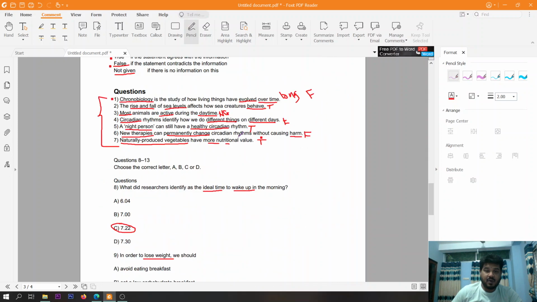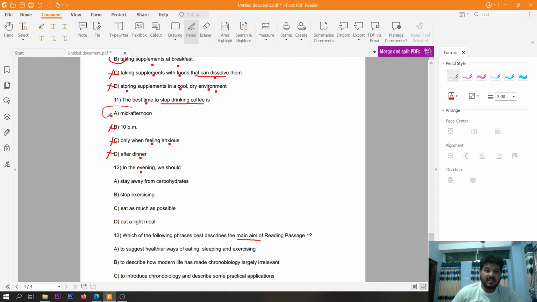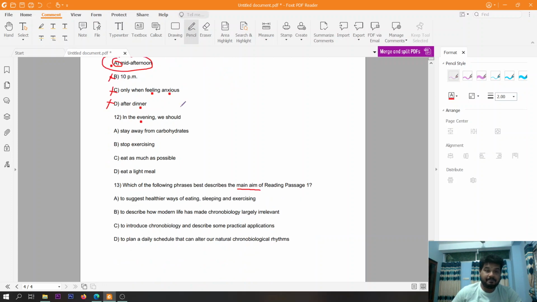So let's see which one is the closest to 3 p.m. So here we have mid-afternoon, all right, so pretty close to 3 p.m. Most likely this is the answer, but let's read the other options. So by 10 p.m., no, it's too far. Only when feeling anxious, no, this is not mentioned at all. After dinner, not at all. So this is the only answer that we can get to, the one we go closest to, which is 3 p.m. So this is the answer right here. 3 p.m.